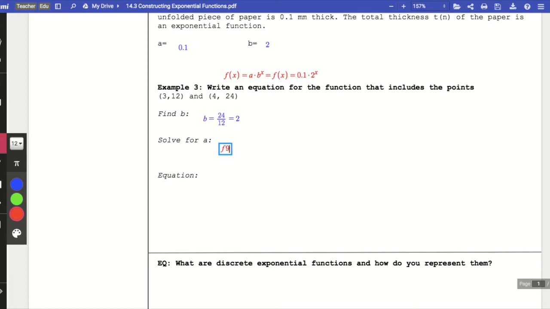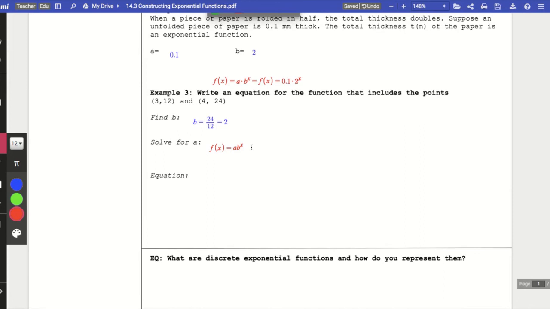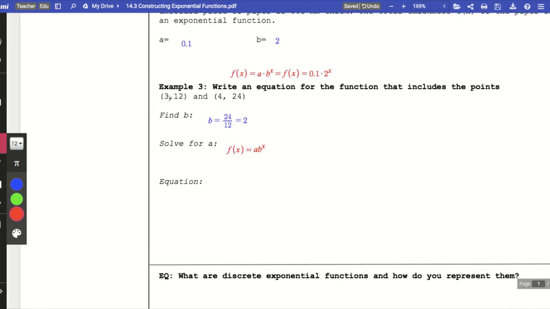f of x is equal to a times b to the x. Okay, so remember, that's my formula. So I need to solve for a. How I'm going to solve for a is I'm going to take what I know about this problem. I'm just going to choose a point, and I'm going to choose the point (3, 12). I know b is 2. We just found out that b was 2. I know x is going to be 3, and then my f of x, when I plug in that point, is going to be 12.